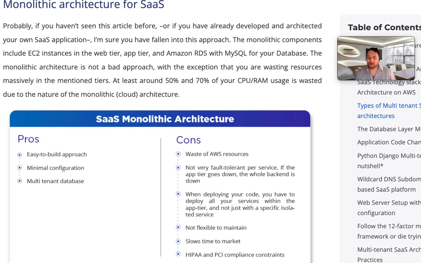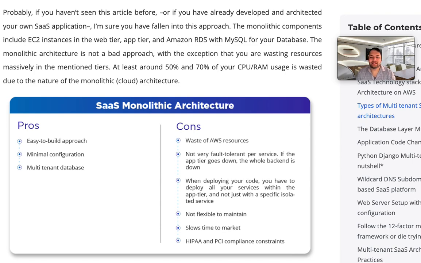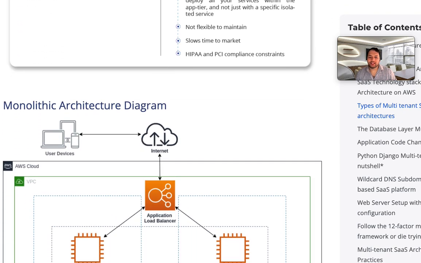So the pros can be that it's easy to build, minimal configuration, and a multi-tenant database. The cons can be a waste of AWS resources, not very fault tolerant per service. If the app tier goes down, the entire backend is down. And when deploying your code, you have to deploy all your services within the app tier and not with a specific isolated service. And it's not flexible to maintain, slows down your time to market, and there can be HIPAA and PCI compliance restraints.